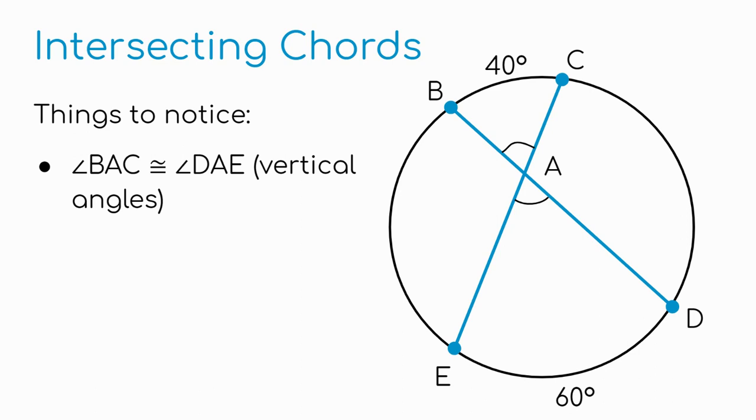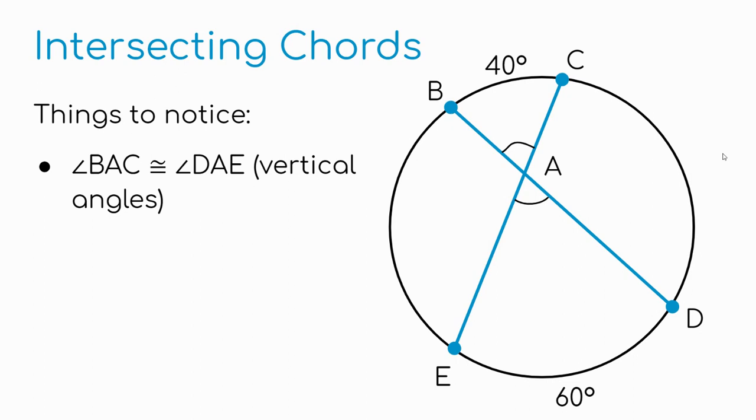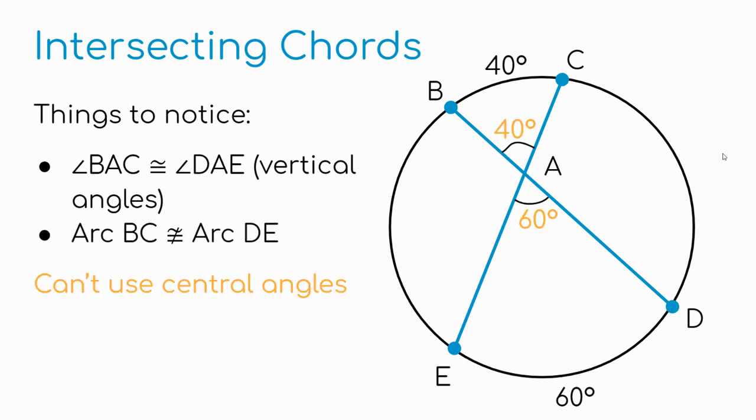Angle BAC and angle DAE are vertical angles. That's these ones right here. And we know that vertical angles are congruent. So we know that these two angles have to be the same. But arc BC does not equal DE. So I threw some numbers in there. So BC is 40 degrees, DE is 60 degrees.